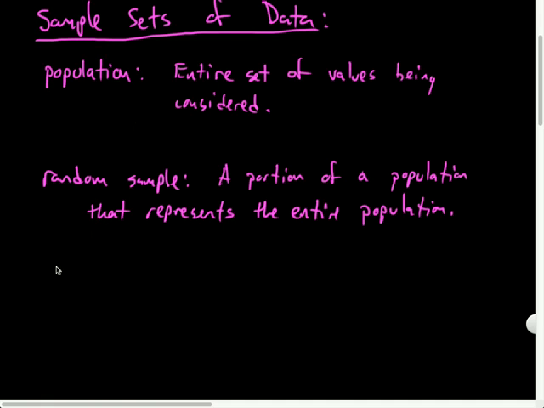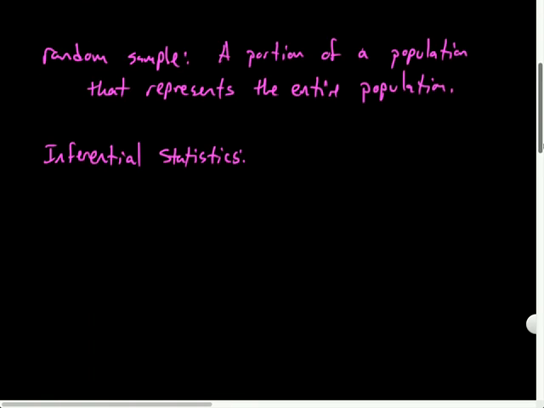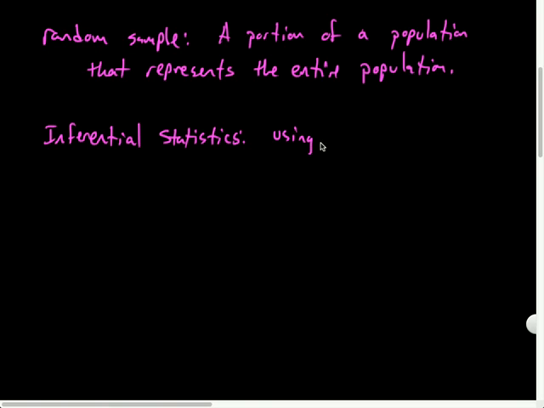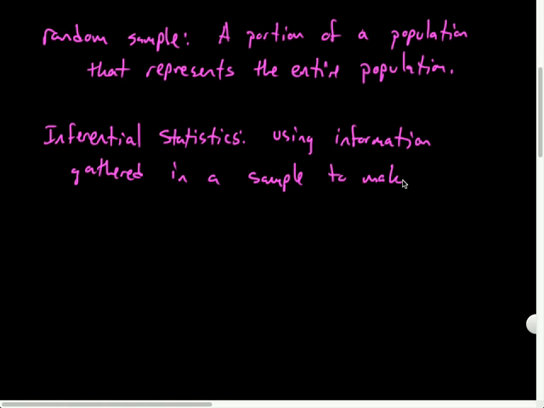Now, once you have a random sample, you can do what's called inferential statistics. All right, and inferential statistics is using information gathered in a sample to make predictions about the population.